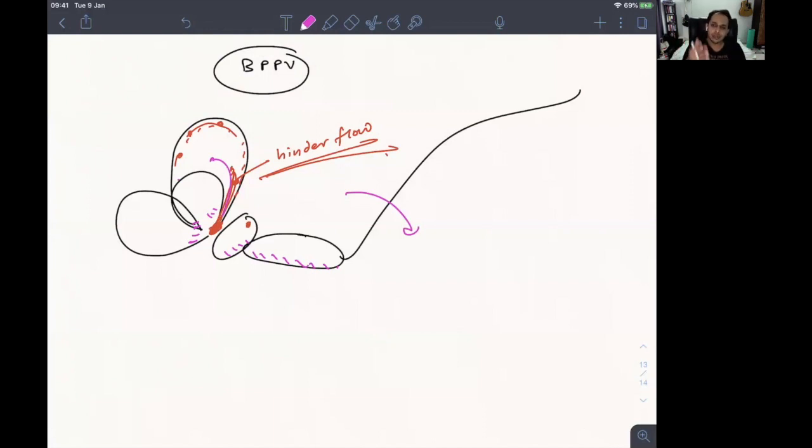So then as soon as the stone gets dislodged, the symptoms will relieve. Okay, so that is BPPV. I think that's about it. Now I'll just answer some questions.